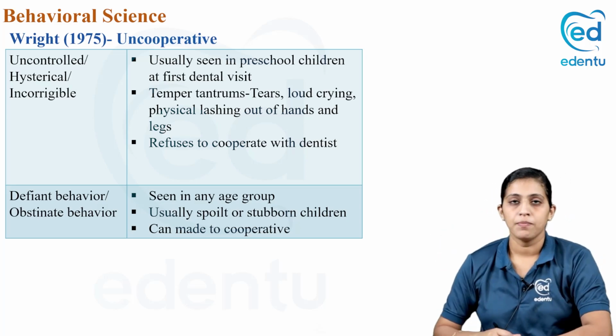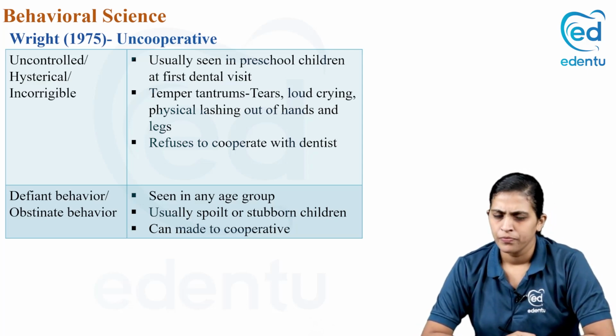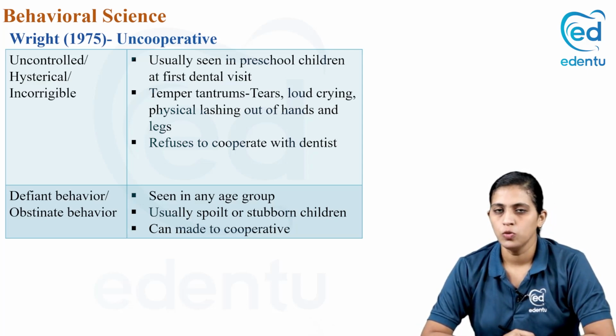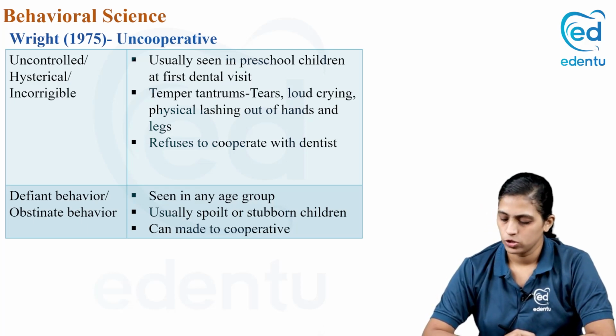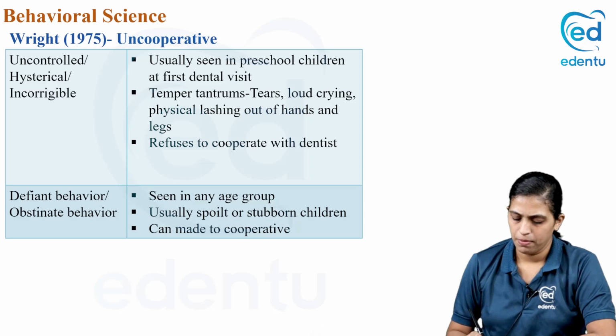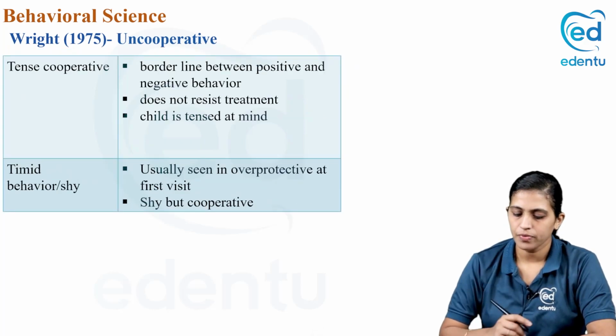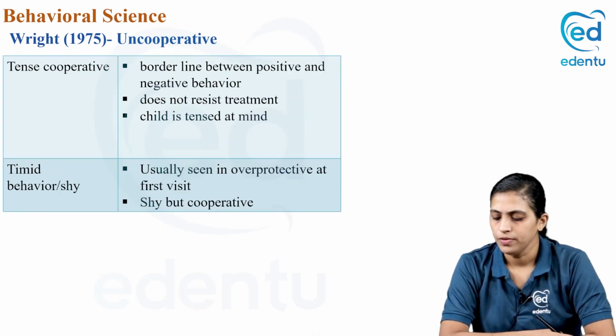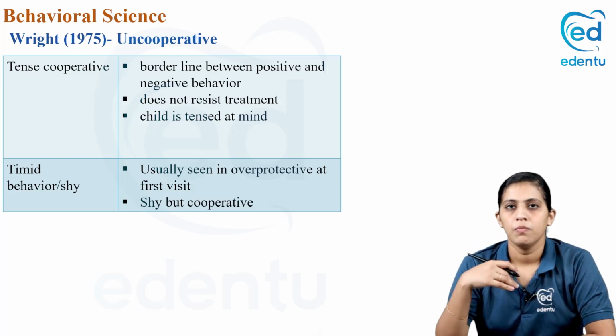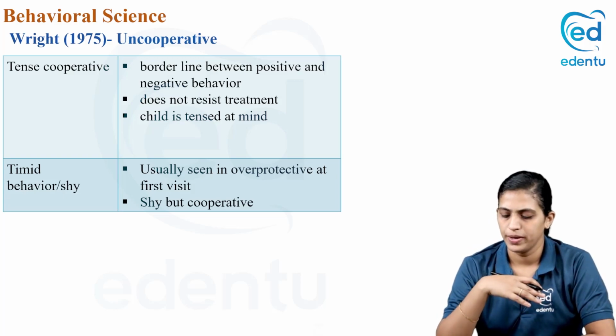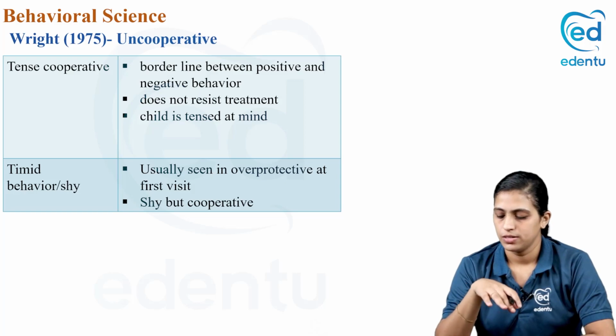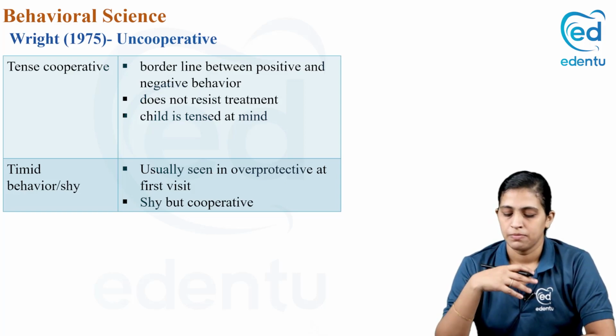Next is the defiant behavior or the obstinate behavior. They may be seen in any age group and they are usually seen in spoiled or stubborn children. However, they can be made to cooperate. Next is tense cooperative. They are in the borderline between positive and negative behavior. They do not resist treatment, and the child is tense in mind.